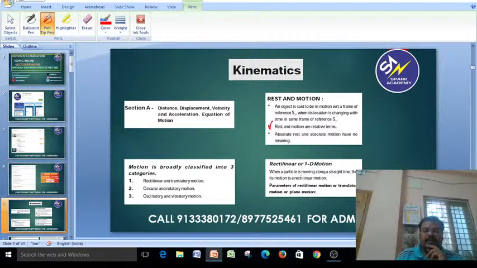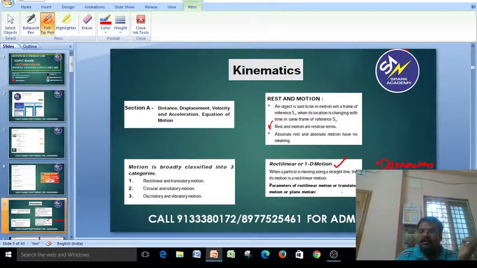So the first one we are discussing right now is rectilinear motion, also called one-dimensional motion, that is 1D. When a particle is moving along a straight line, its motion is a rectilinear motion. Whenever the object is in motion, the object changes its position, and automatically some parameters will be generated.